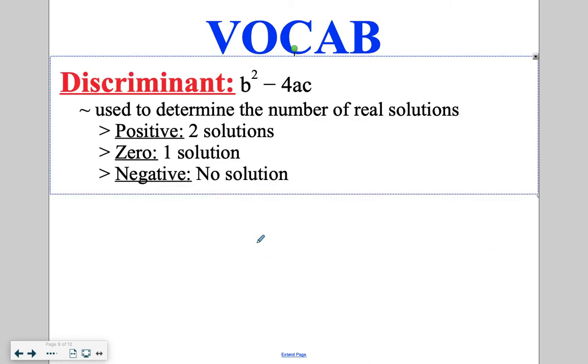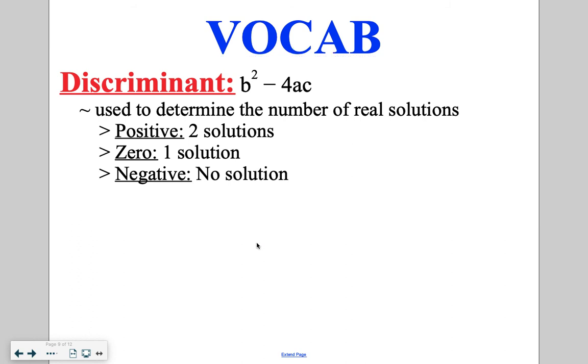That square root part is actually something we specifically call the discriminant. So that's just the b squared minus 4ac part of the equation. That's going to be used to tell you how many solutions there are to the problem. If you get a positive answer under the square root, it's going to be 2 solutions, like those first 4 problems that we went through in the video.